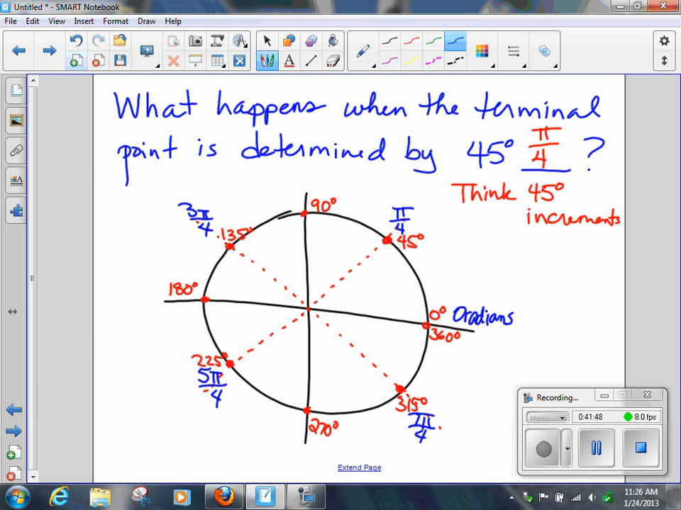Now, we got to talk about terminal points. We've dealt with 0 radians, and we know that 0 radians is 1, 0, right? We know that. But what's the terminal point for pi over 4? We're getting ready to do a proof without doing a proof.